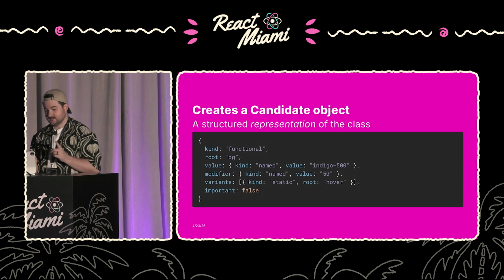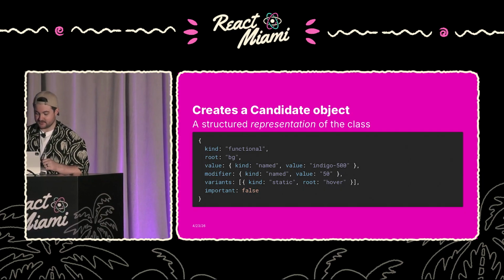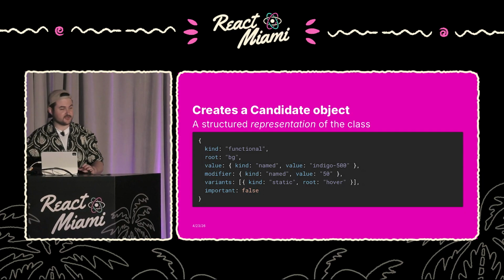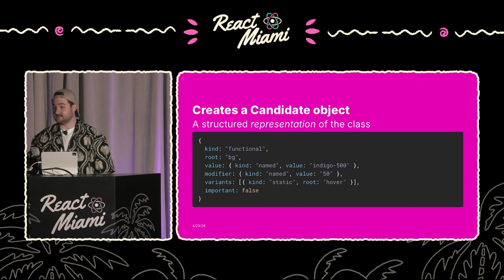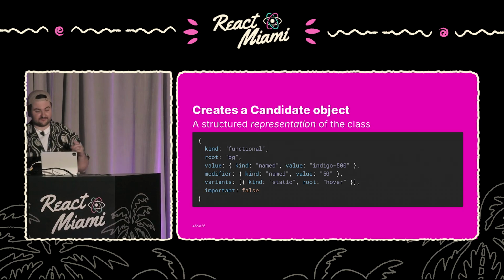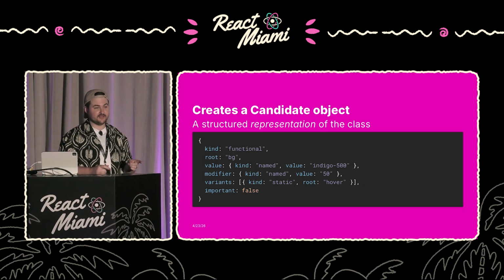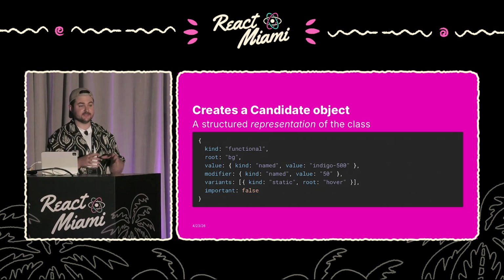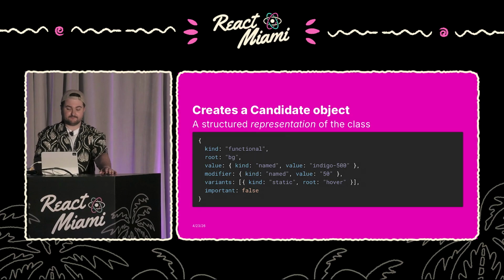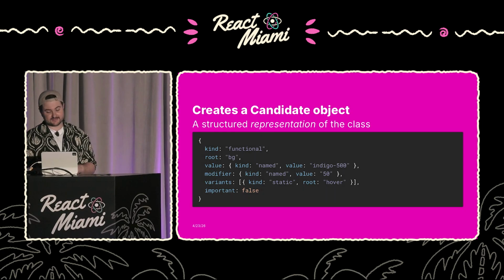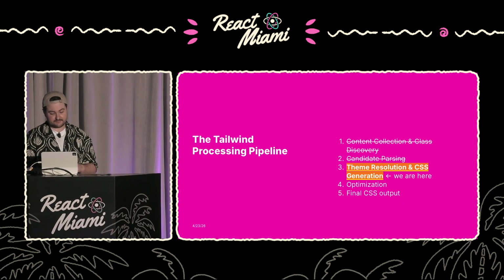It gives us this, which is a candidate object. And a candidate object is just a structured representation of the utility class. It knows that the root is BG, and it knows that the value is Indigo 500. And if we had any modifiers or variants, it would track those here. But even at this point, Tailwind doesn't know how to resolve these values in the object. That comes in the next step.